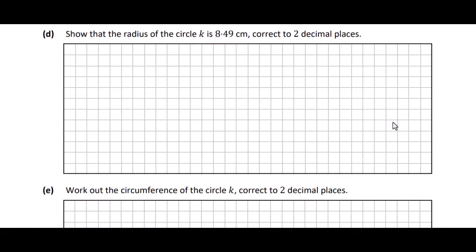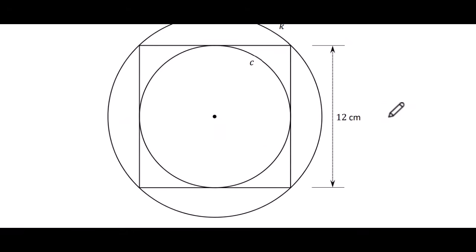Part D, show that the radius of the circle K is 8.49 centimeters, correct to 2 decimal places. Okay, so we've got to work out the radius of circle K. So let's just draw a few lines here. I know that this distance here is 6 centimeters. I know that this here is going to be the radius, we'll call it R, of circle K. And I know that this distance down along here is also 6. So really what I've got there is a right angle triangle.